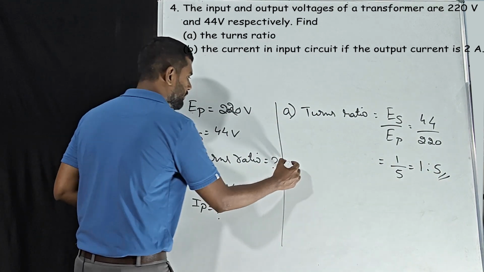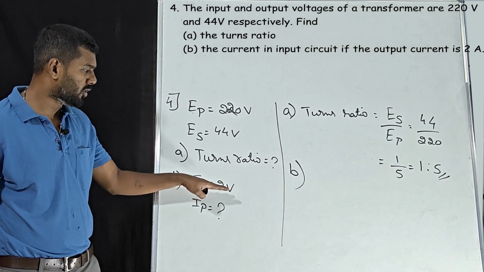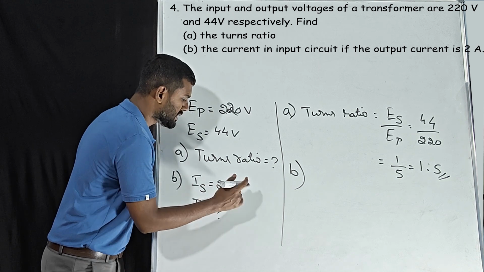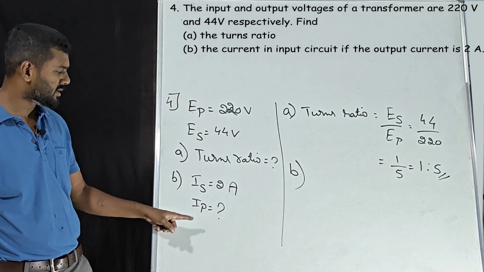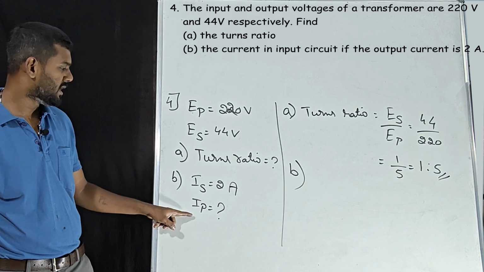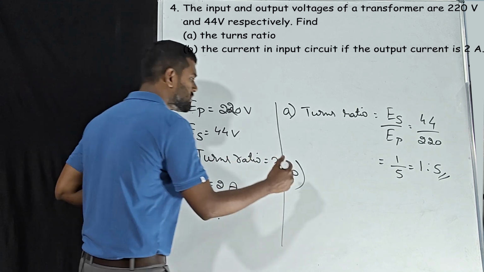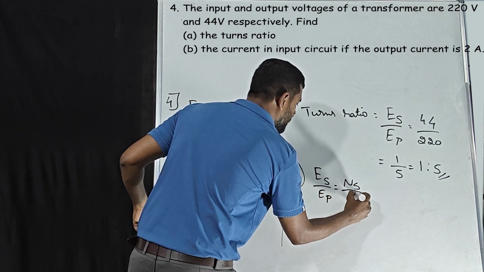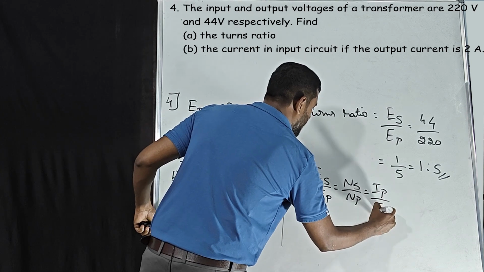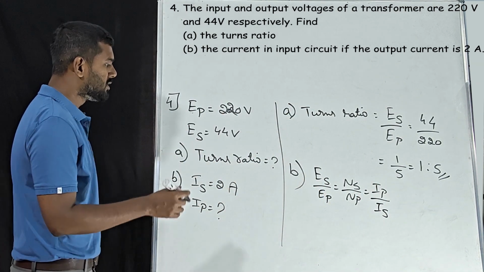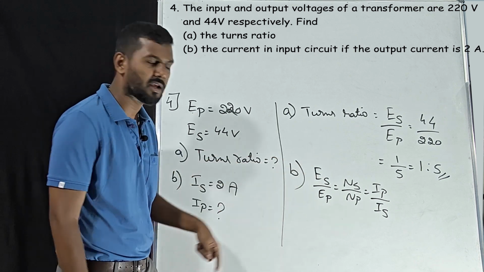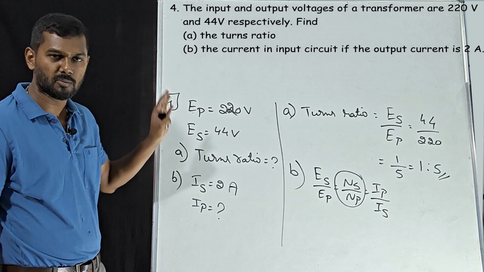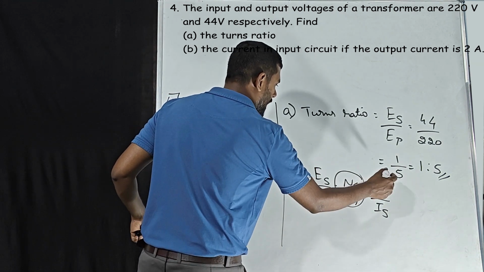That's it. Second question. If the current is 2 amperes at secondary, we have to find the current at primary. Now see, we have to use ES by EP is equal to NS by NP is equal to IP by IS. Correct. This is the main turns ratio formula. So here we are talking about voltage and current. We are not talking about the number of turns, so it is removed from the formula. So ES by EP is equal to IP by IS.